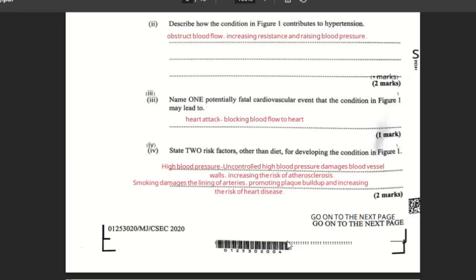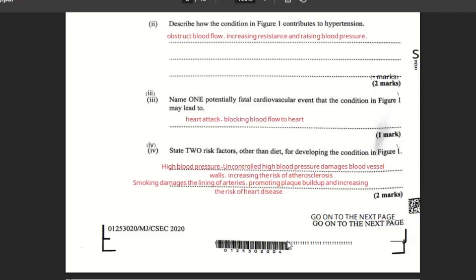Then the next question states, state 2 factors other than diet for developing the condition in figure 1. The reason they say other than diet is because we know that if your cholesterol levels are high, it can build up and start to block the blood vessels. That is why they scrapped diet completely. So we cannot mention anything about cholesterol or fatty food. In this situation, the other risk factors for developing the condition are going to be high blood pressure and also smoking. So basically, high blood pressure, the same as hypertension.